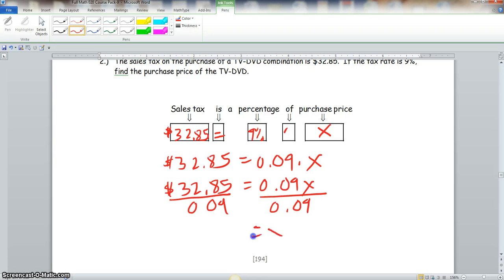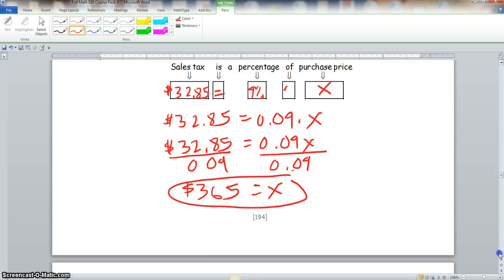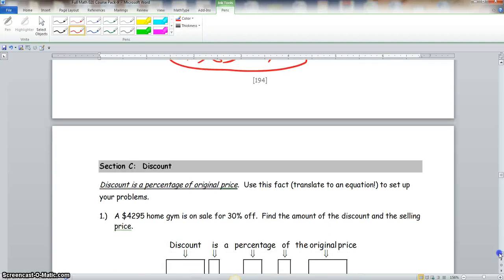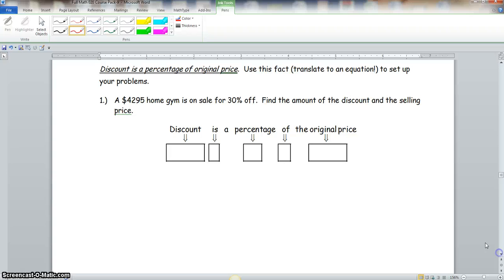We know this side here would be X, and we need to divide the other side. $32.85 divided by 0.09 would give us $365. That was the original purchase price. Now, we scroll down here to discount. Discount is the percentage of the original price.